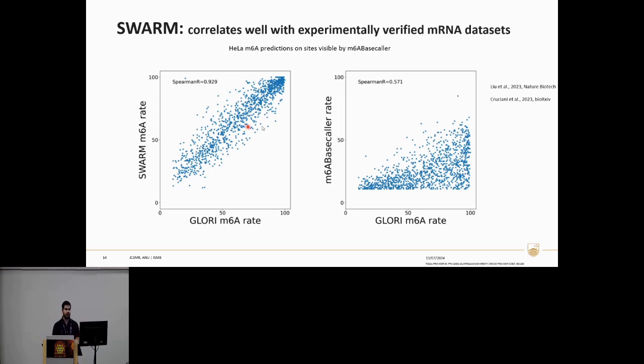And just for comparison, on the right side, we have one of the state-of-the-art M6A detection tools, which is M6A base caller. And we can really see the difference between Swarm and M6A base caller in terms of their alignment with the known modification rates.